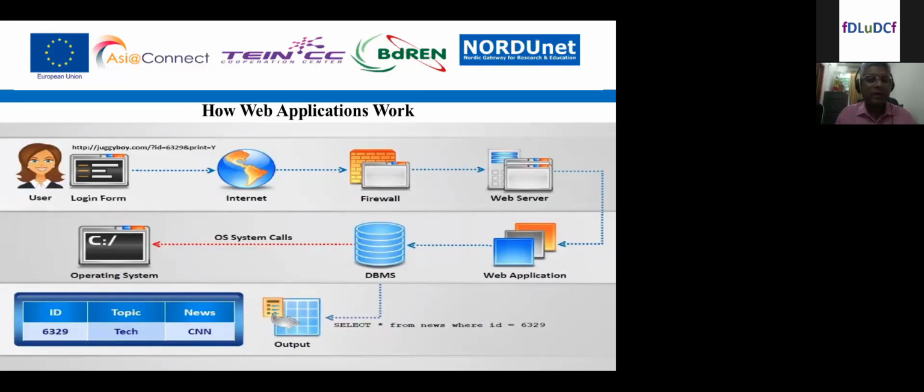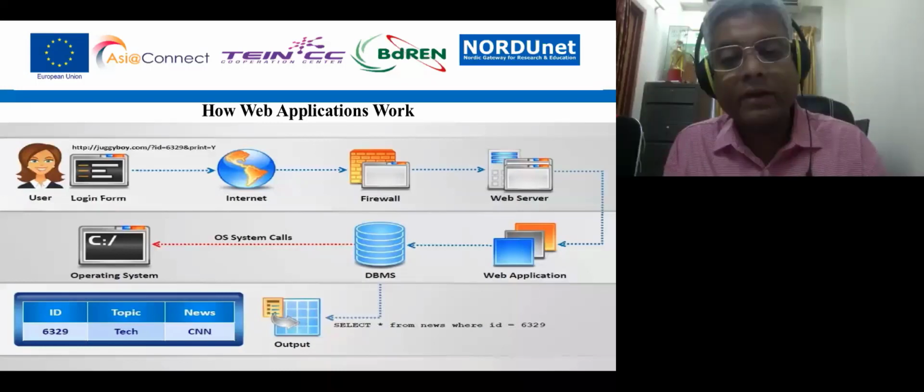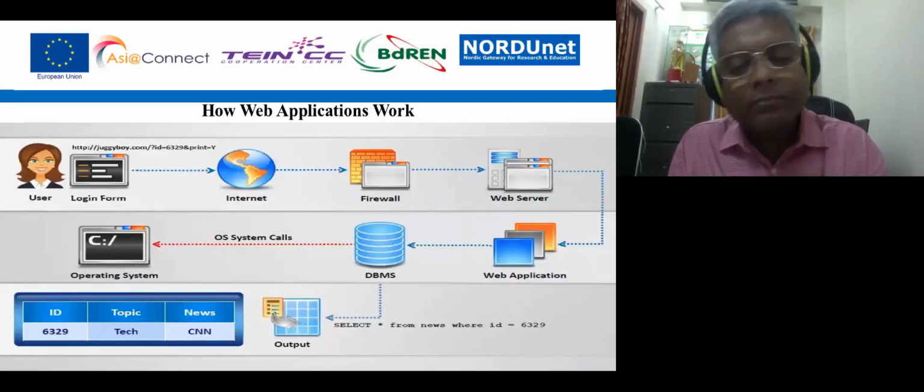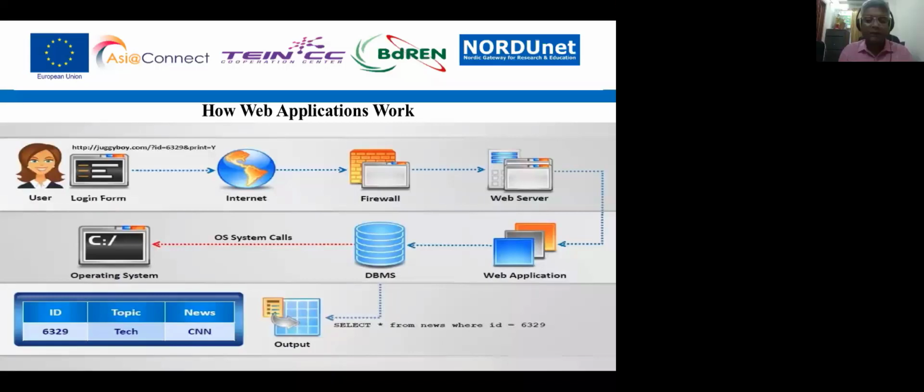And how does a web application work? You see, for all web applications, you need the username and password to log in. Once you log in, you will connect to the internet, and if they have a firewall, then you will go through the firewall, and then the web server through the web application and DBMS. Finally, the user will get the output from the DBMS. So this is how the web application works.